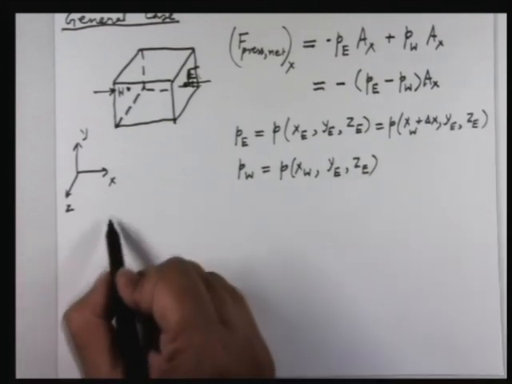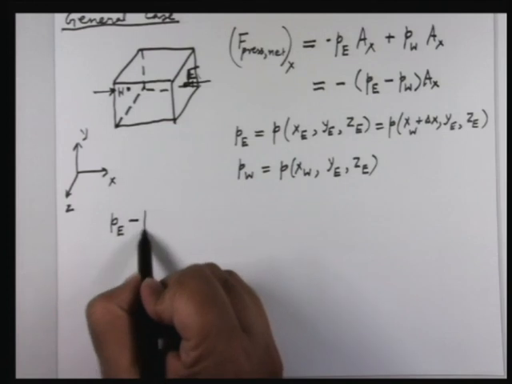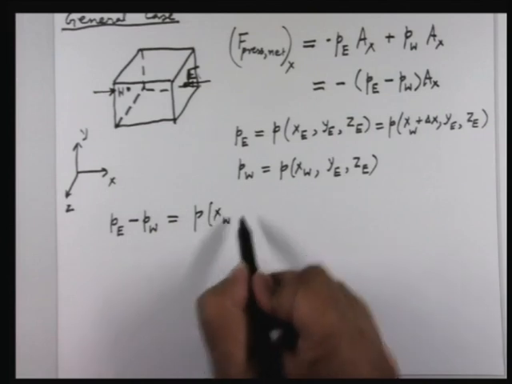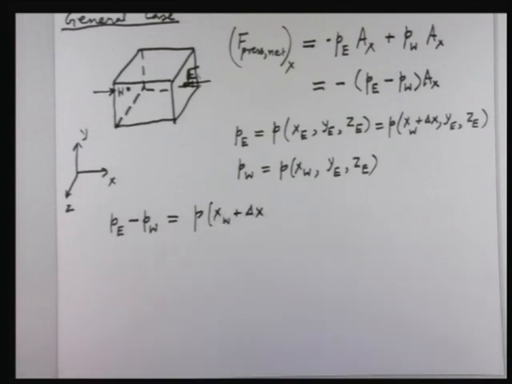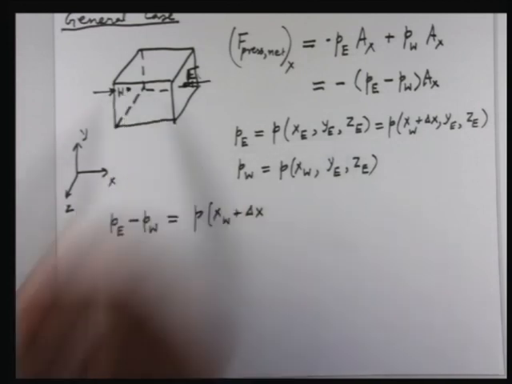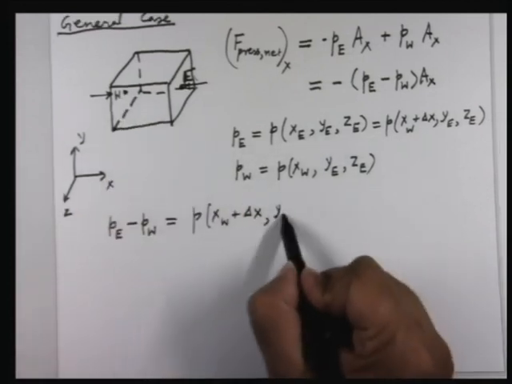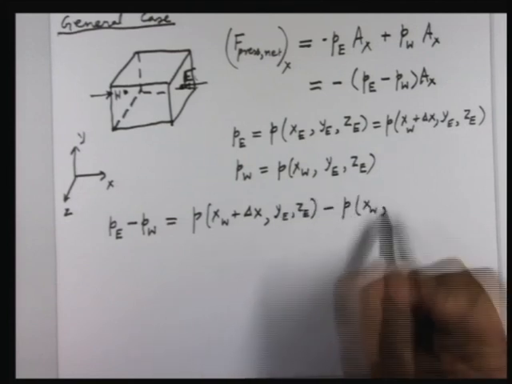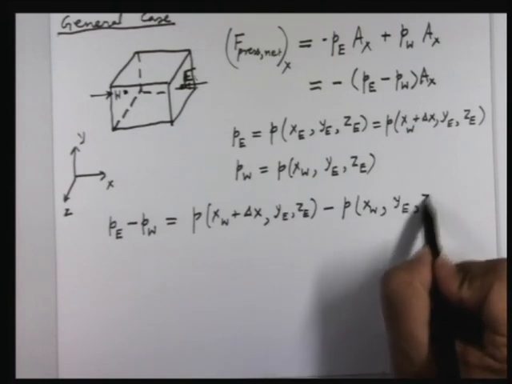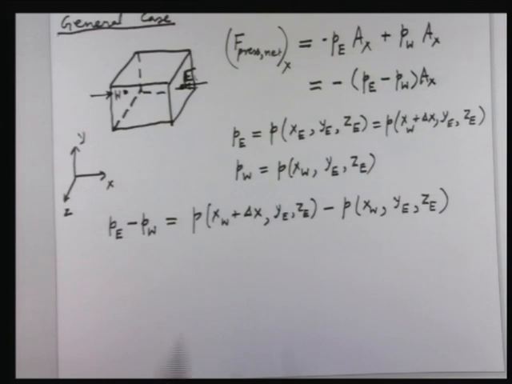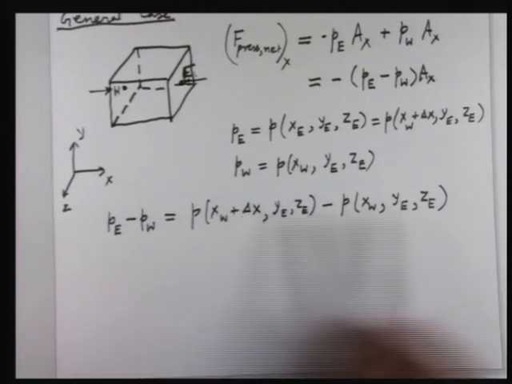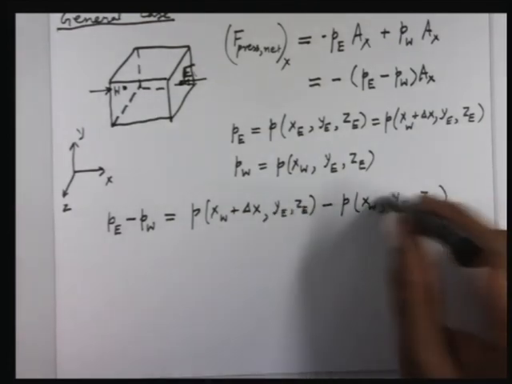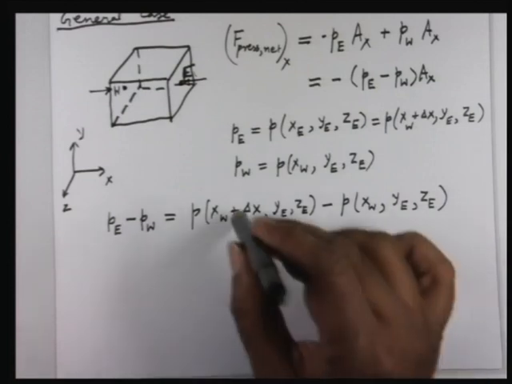So if you want the difference in the pressure between the midpoints, say Pe minus P west, what you are going to have is P of x west plus delta x, where x west is the coordinate of the point I am calling W here, and some y coordinates, minus P of x west, Ye and Ze. So in these two functions, which have three arguments x, y, z, the y and the z are fixed, they are the same for the east and west point, differing only in the x coordinate.